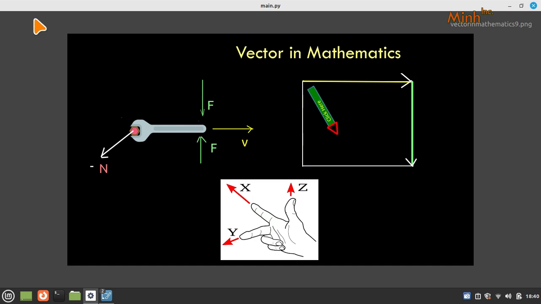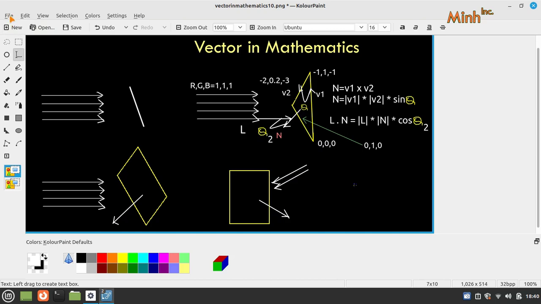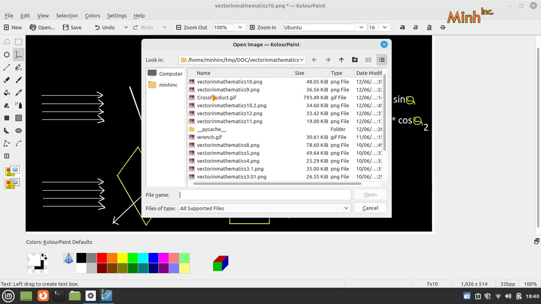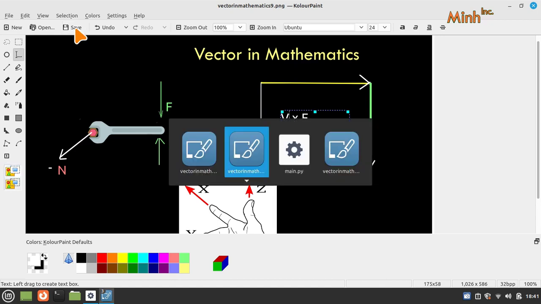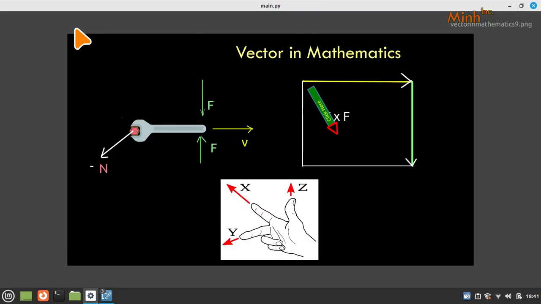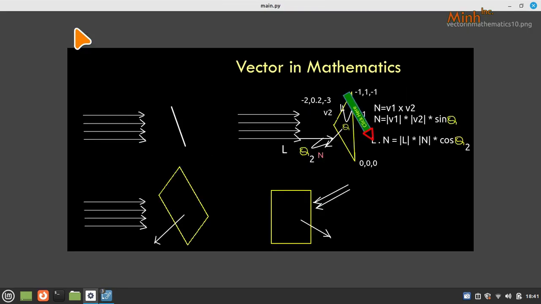Whatever we are talking about, it is V cross F.